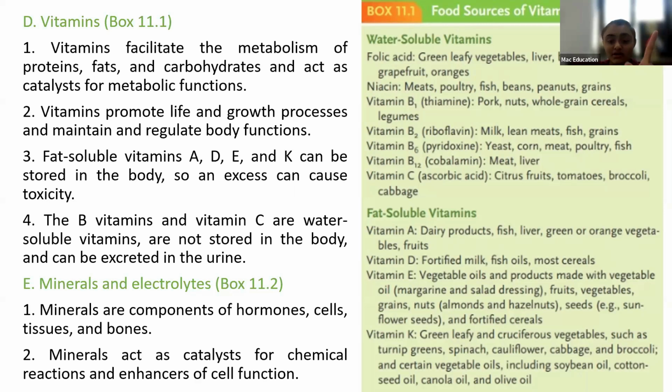From where do we get vitamin D? It is fortified milk, fish oils and most cereals. Vitamin E is obtained from vegetable oils and products made with vegetable oils, for example margarine and salad dressing, fruits, vegetables, grains, nuts like almonds and hazelnuts, seeds like sunflower seeds, and fortified cereals. Vitamin K, from where do we get vitamin K? From green leafy vegetables and cruciferous vegetables.